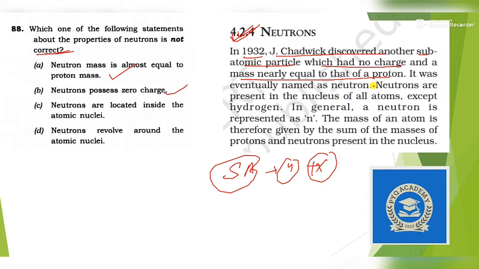Neutrons are present in the nucleus of all atoms. So, do neutrons revolve around atomic nuclei? No. If they are present inside the nucleus, how can they revolve around the nucleus? If the other statements are true, then definitely this statement will be wrong. So our answer is option D. Let's move to the next question.